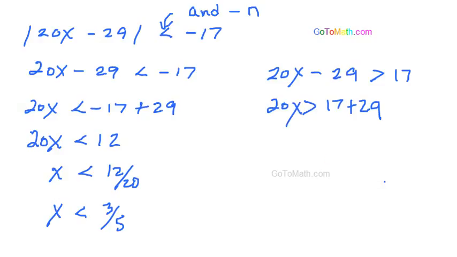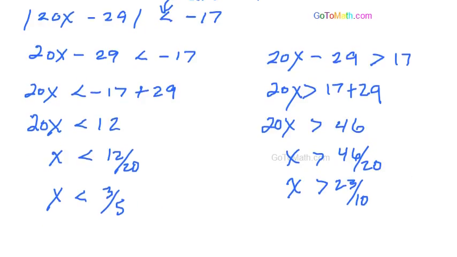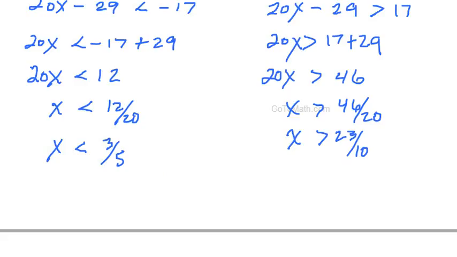So 17 plus 29 is going to be 46. So we end up with 20x is greater than 46. X is greater than 46 over 20, which easily reduces down to 23 over 10. So we have x is greater than 23 over 10. I was going to get the decimal representation of both those numbers, but I guess we don't need to.